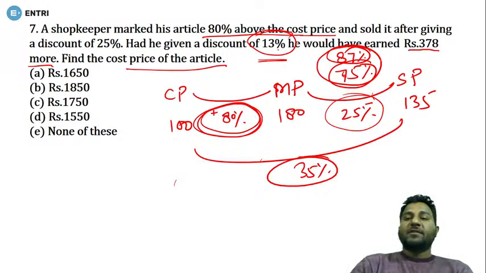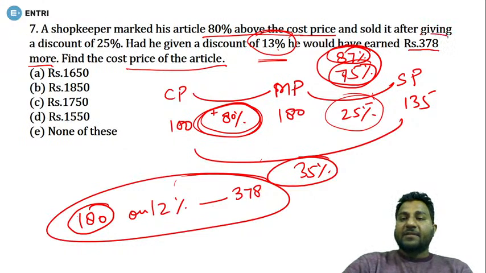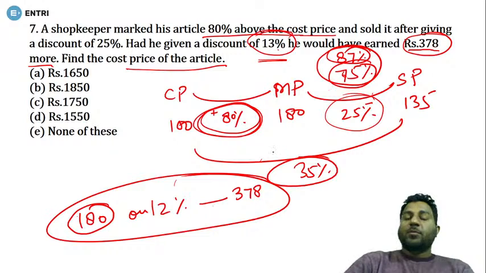What difference is clearly seen? The selling price difference is clearly seen at 12%. Okay, 12% difference. So 12% difference on what? 180 must be equal to 378, because that's what the profit lies. Okay, the difference will generate the profit, because both things are compared with their profit. So profit will generate from the difference, the only difference being between the discount percentages. So when you find out the 100%, it will be 1750.